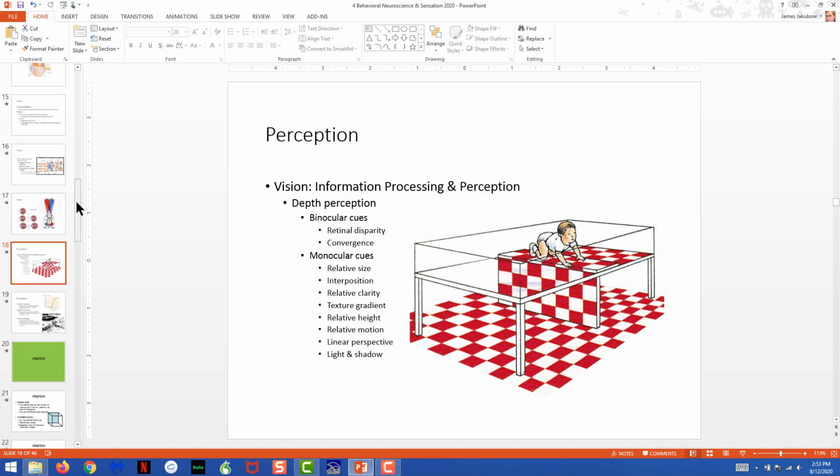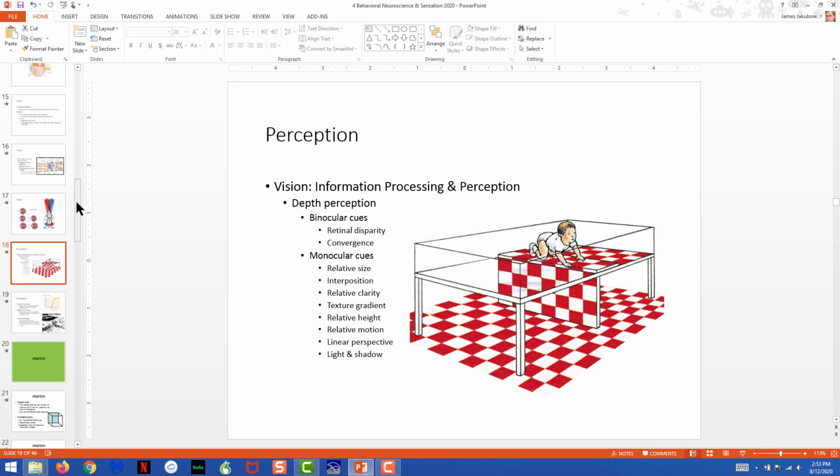Relative clarity is also very similar to relative size. Objects that are closer to you always have more detail, and things that are further away always have less detail. And therefore, any object that you can see more detail of is more likely, based upon the normal functioning of light, closer to you than an object that has less clarity.